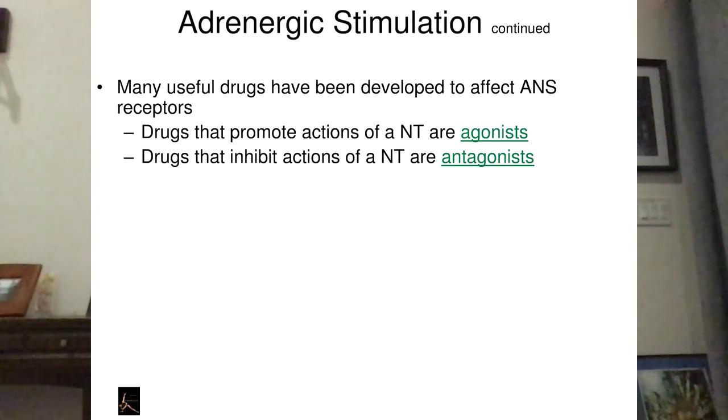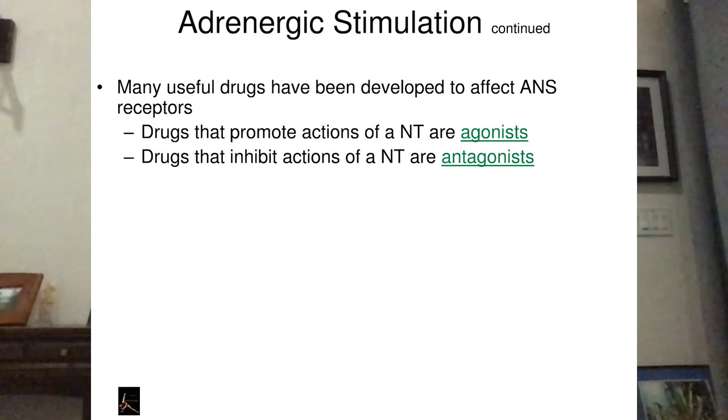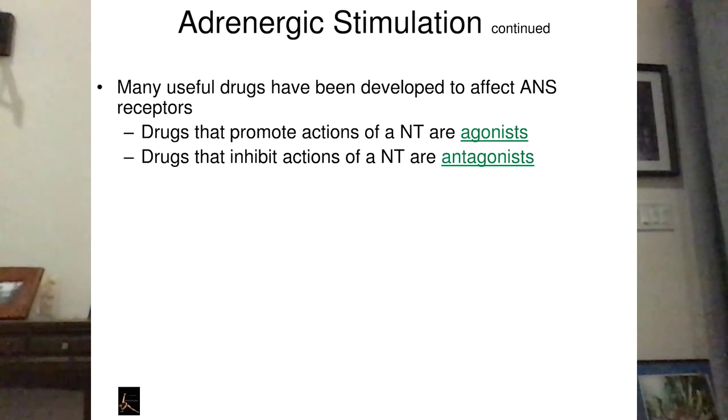Those drugs that inhibit the actions of a neurotransmitter are called antagonists. Antagonist means they do the opposite. So for example, atenolol is a beta 1 antagonist. It slows the cardiac rate down and lowers blood pressure. So it's an antagonist to the epinephrine.